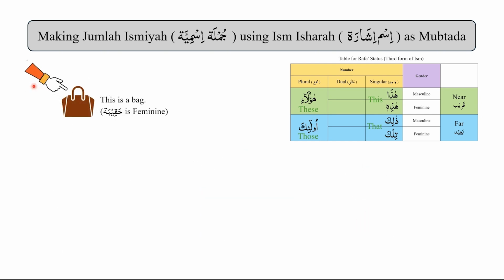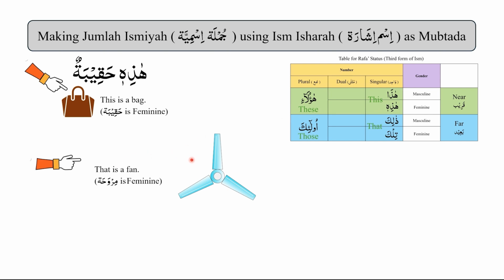This is a bag. The Arabic for bag is haqiba. It is a feminine ism because it has the presence of the round ta at the end of the ism. So we will say hazihi haqibatun. We are picking hazihi because we are referring to something that is near, something that is feminine and singular. That is a fan. Now we are pointing towards something that is far away and singular and feminine. So we will look at far, feminine and singular, and we will say tilka mirwahatun.